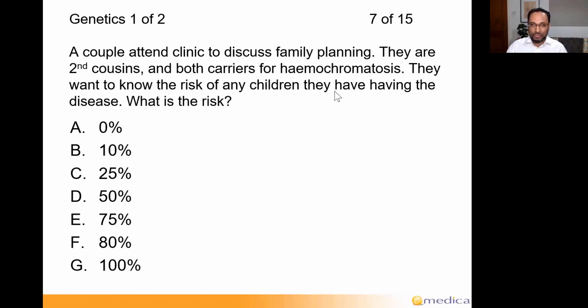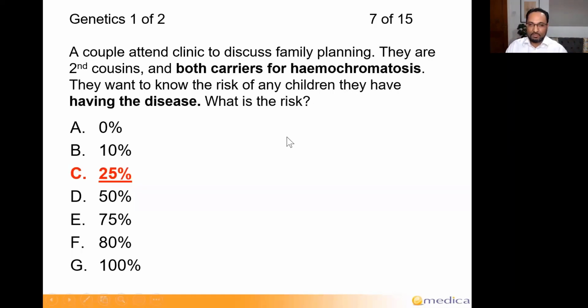So if both parents are carriers, what's the risk that their children will have the disease? They have to get two faulty genes to have the disease. It's 25%. So C, 25% is the correct answer.